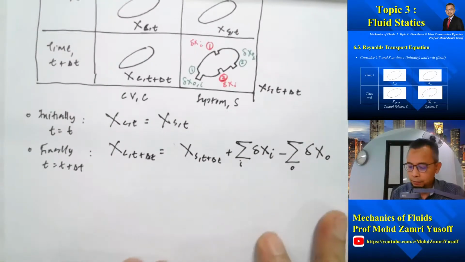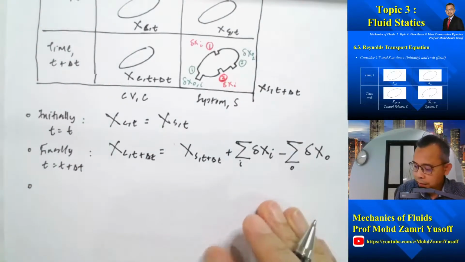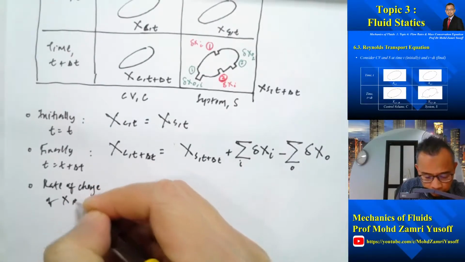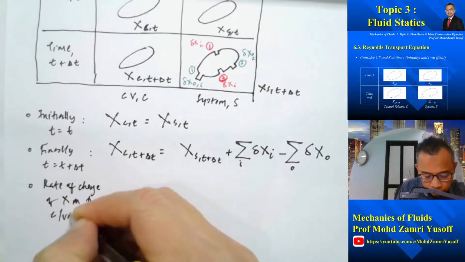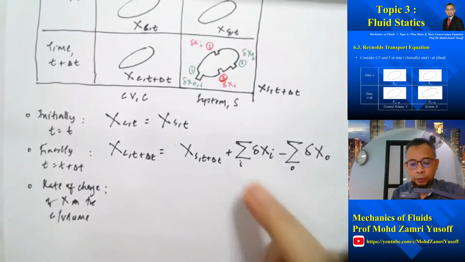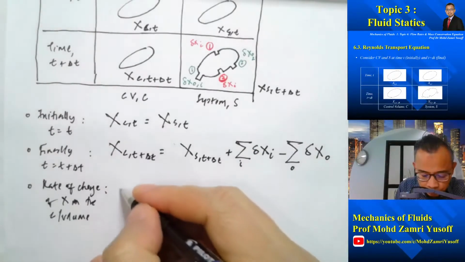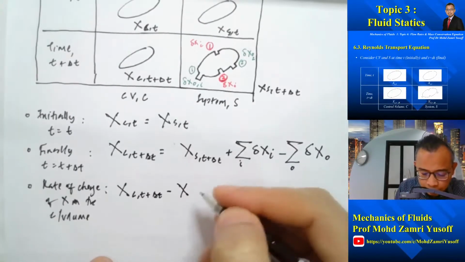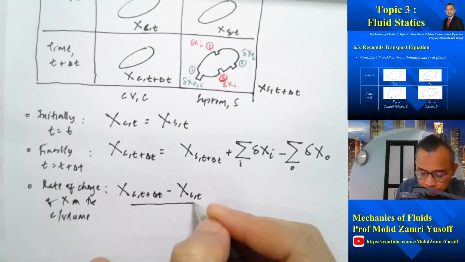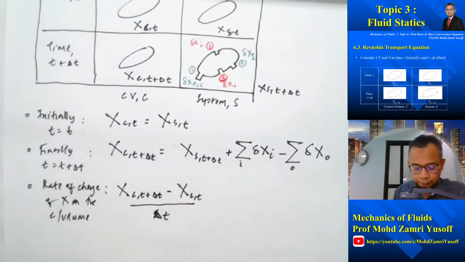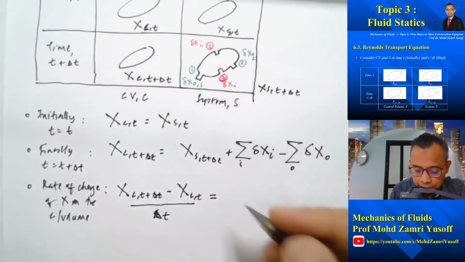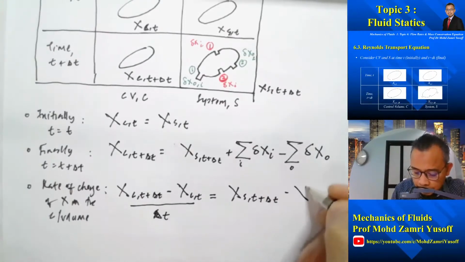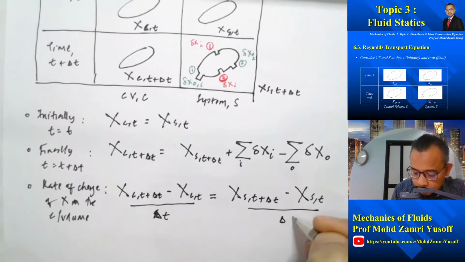Right. So now we can write the rate of change of x in the control volume. If we take this equation minus this equation here, we can write xc(t plus delta t) minus xc(t) divided by delta t, and this must be equal to this minus this, xs(t plus delta t) minus xs(t) over delta t.